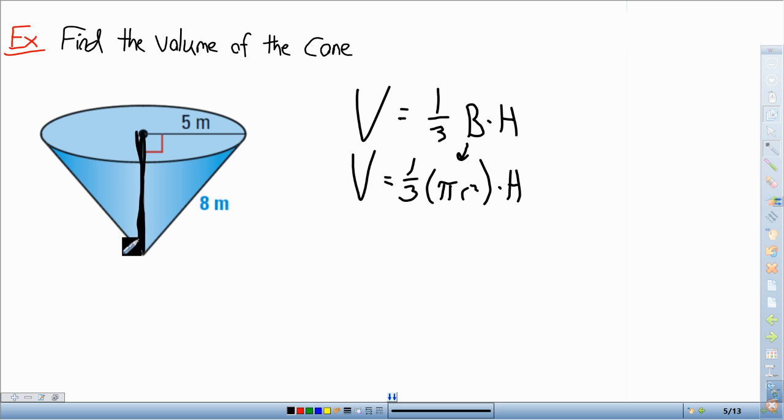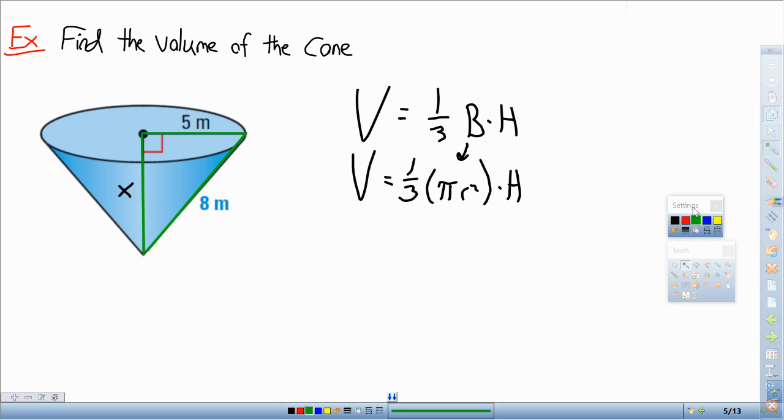And we are not given the height of our cone. We're actually given this right here, which, if you recall, is called the slant height, which we do not use when we're finding volume. So we need to find the height of this cone before we can plug in our numbers. Well, how do we do that? If you notice, this right here is a right triangle. We have two sides of the right triangle, and we're looking for this missing side we can call x. How do we find the missing side of a right triangle where we know the other two sides? The Pythagorean theorem. It never goes away.